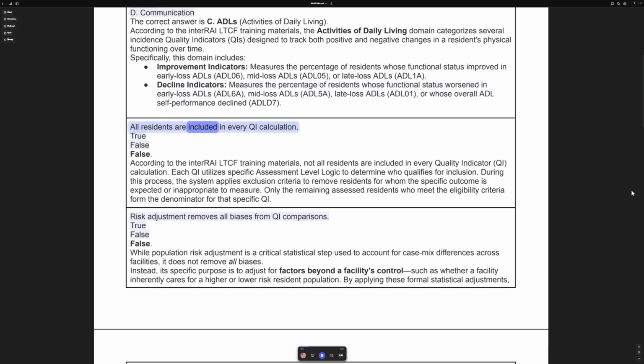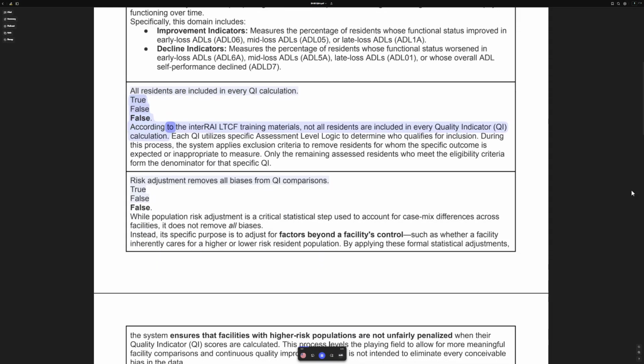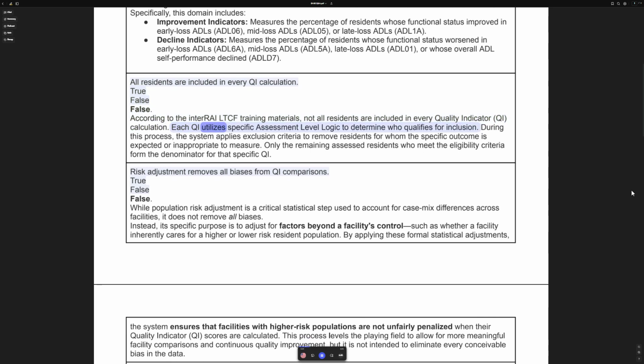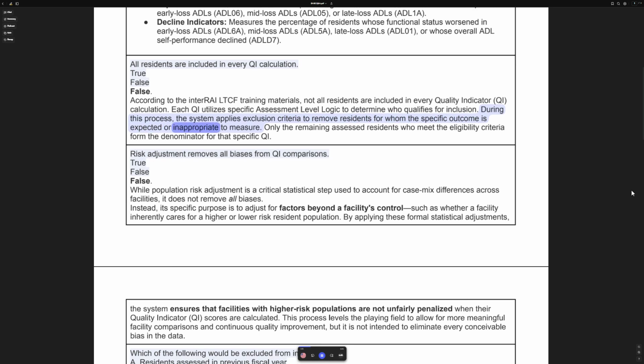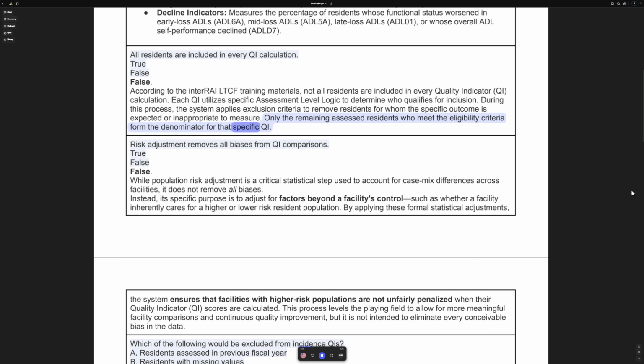All residents are included in every CHI calculation. True, false, false. According to the Inter-RAI-LTCF training materials, not all residents are included in every quality indicator, CHI, calculation. Each CHI utilizes specific assessment level logic to determine who qualifies for inclusion. During this process, the system applies exclusion criteria to remove residents for whom the specific outcome is expected or inappropriate to measure. Only the remaining assessed residents who meet the eligibility criteria form the denominator for that specific CHI.